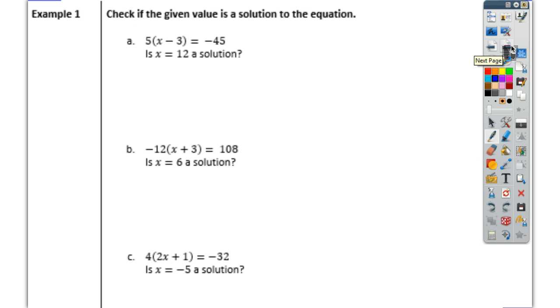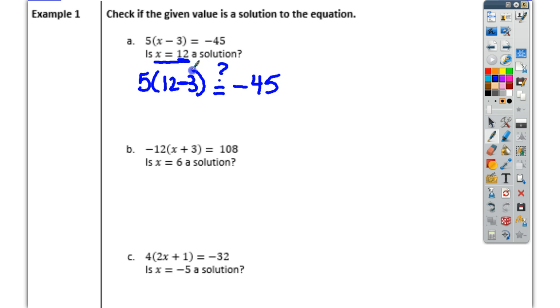So, example 1. Let's check to see if the given value is a solution to the equation. If we were to solve this equation right here, is 12 the solution? Yes or no? Now remember, you need to have your blue calculators out right now, and those do not do the order of operations like we practiced on Tuesday either. So if I put 12 in here for the x, 5 times 12 minus 3, does that equal a negative 45?